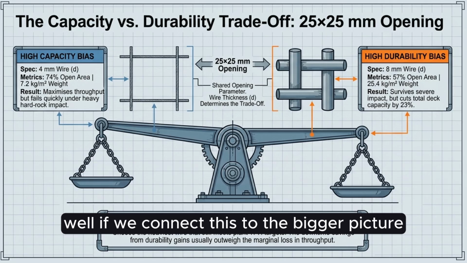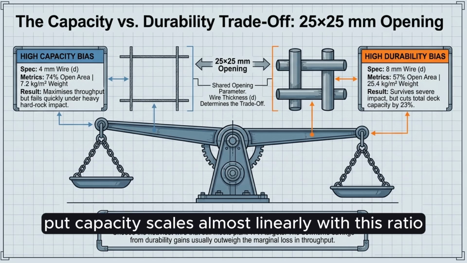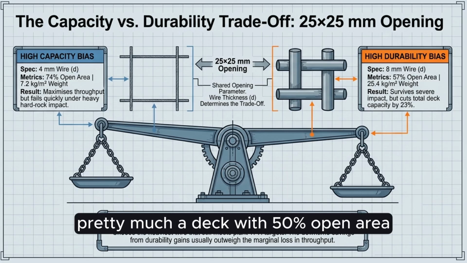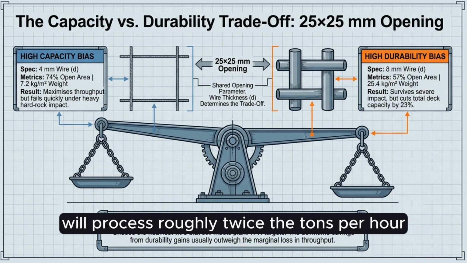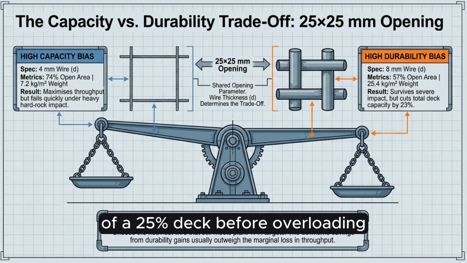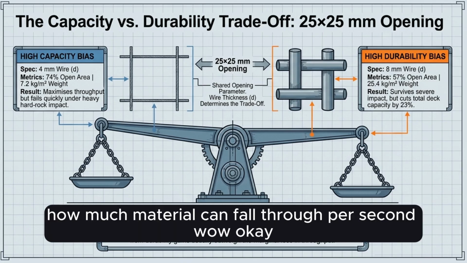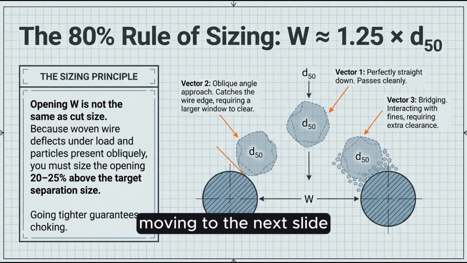Well, if we connect this to the bigger picture, it's all about throughput. Capacity scales almost linearly with this ratio. Oh, really? Almost linearly? Yeah, pretty much. A deck with 50% open area will process roughly twice the tons per hour of a 25% deck before overloading. It physically dictates how much material can fall through per second. Wow, okay.